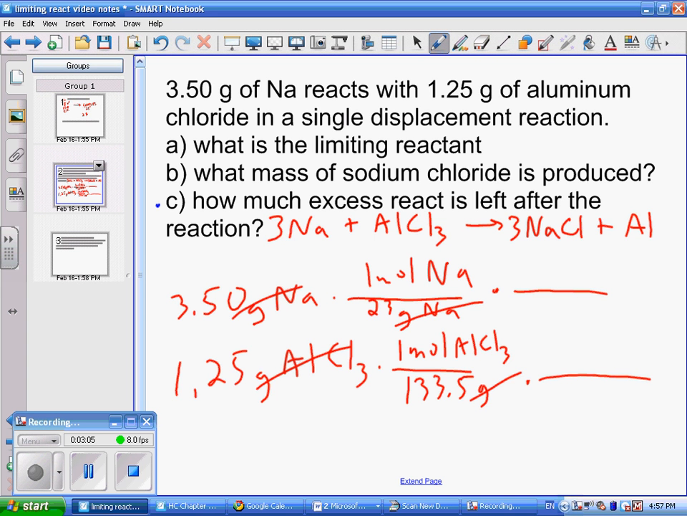Okay? I am going to choose, well, I have a choice. I could either use sodium chloride or aluminum. Now, either one that I pick, it doesn't matter. I'll get the same result. But maybe I can shave off a little bit of time and work later.